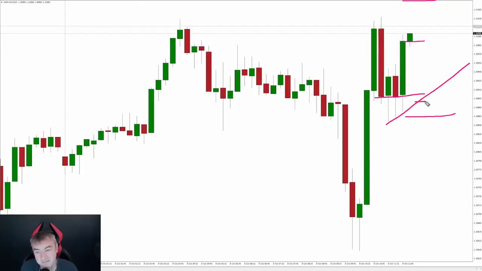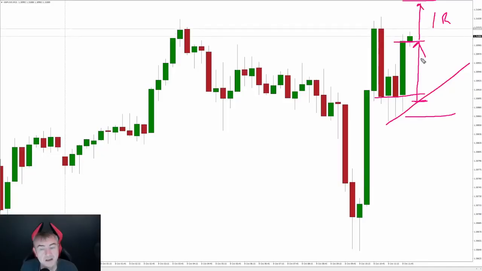So it makes sense to maybe stick the stop here. So that is your risk off of that candle, which is a very bullish candle. And your reward would be 1R. Do that 10, 20, 30 times.